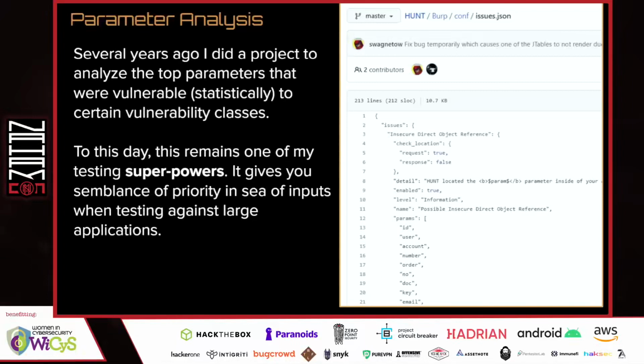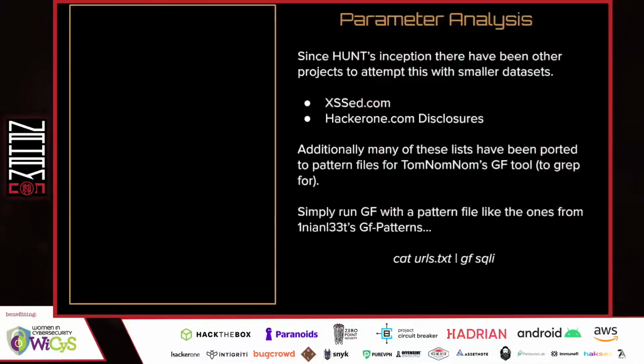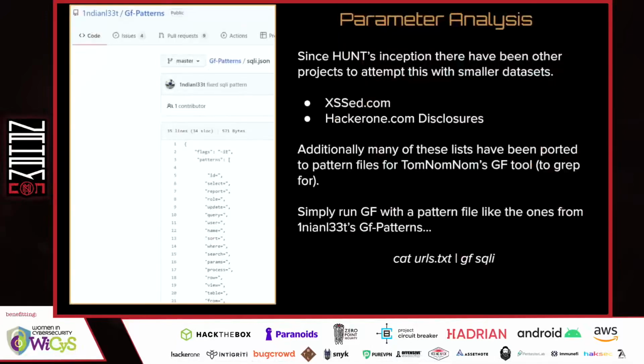I do it, and I've made a ton of money off of this prioritization that it gives you. And so we did this project, and you can see on the right-hand side the IDOR list of some of the parameters that are most likely vulnerable to IDOR: ID, user, account, and contextually they make sense, right? At least in the English language, they make sense.